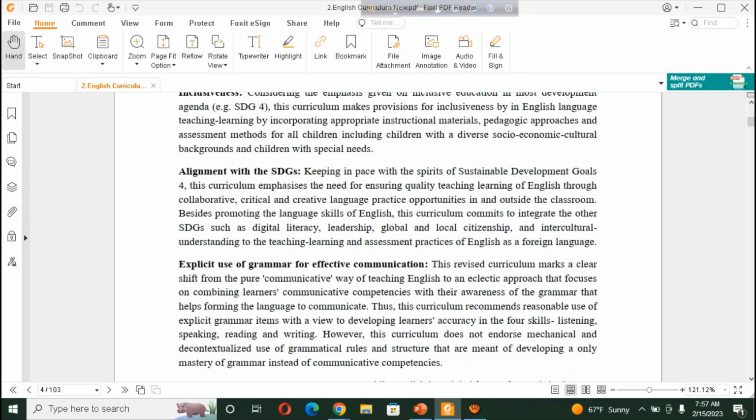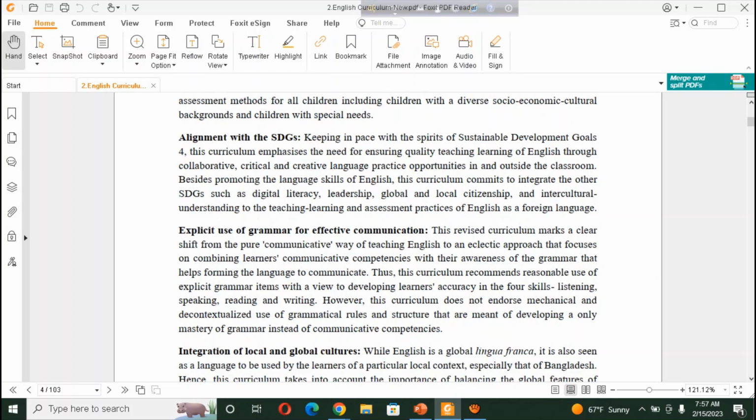foreign language. Thirdly, we can say explicit use of grammar for effective communication. This is also very important because this revised curriculum marks a clear shift from the purely communicative way of teaching English to an eclectic approach that focuses on combining learners' communicative competencies with their awareness of the grammar that helps form the language to communicate.